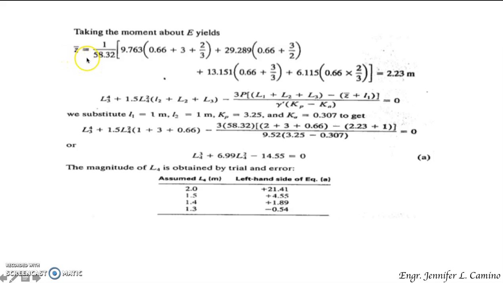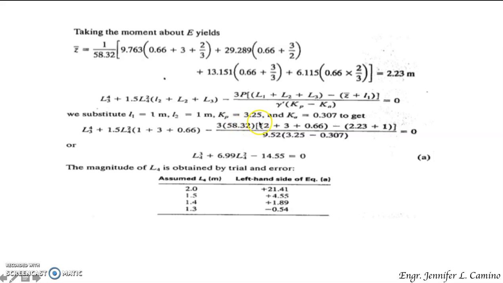We now get Z bar, which is equivalent to 2.23 meters. You can have this equation so that you can compute for L sub 4. For L sub 4, we have to take note that our L1 and L2 are in the position where our anchor rod is located. L1 is above the anchor rod, L2 is below the anchor rod.